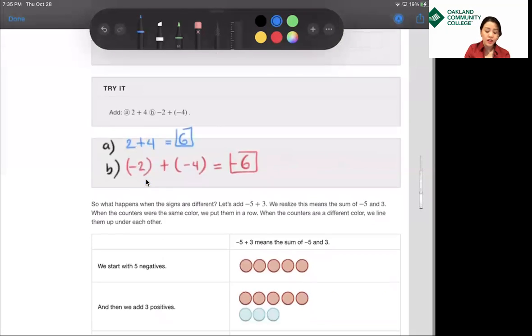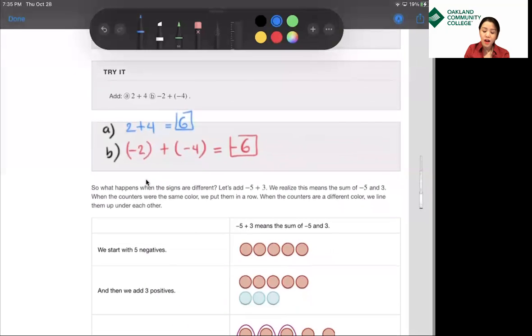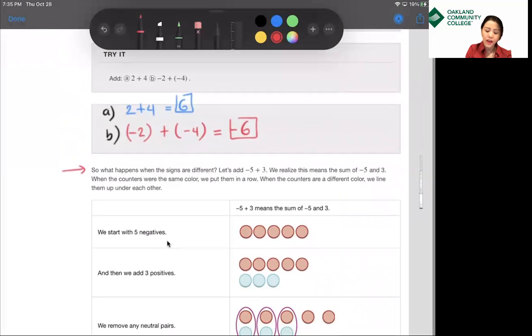So what happens when the signs are different? Let's add -5 plus 3. We realize this means the sum of -5 and 3. When the counters were the same color, we put them in a row. But when the counters are different colors, we line them up under each other. So I'm going to start with 5 negatives, 5 red balls. And then I'm going to add 3 positives. So I'm going to put 3 blue balls under the 5 red balls.